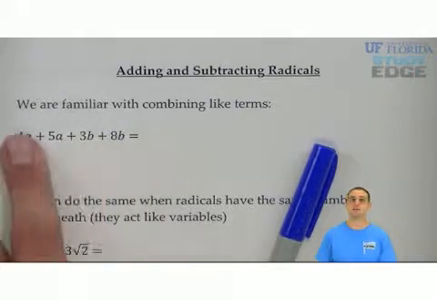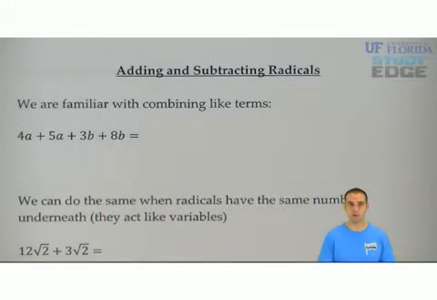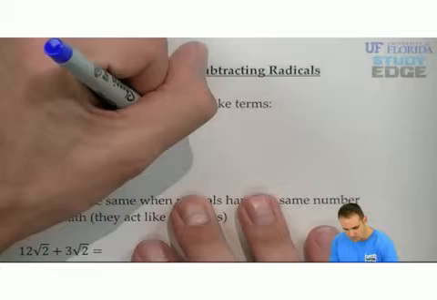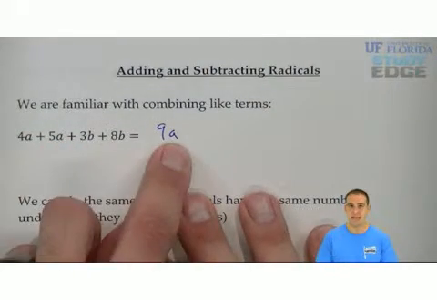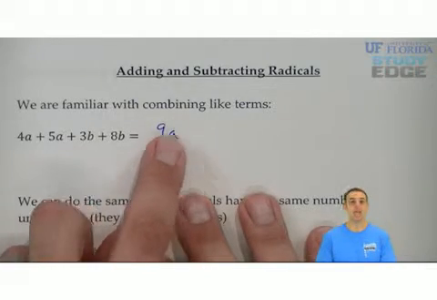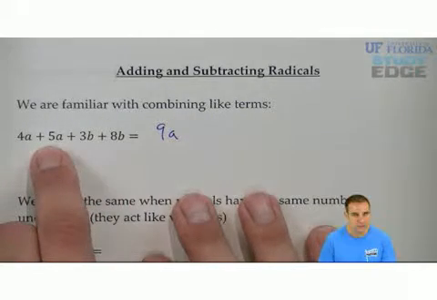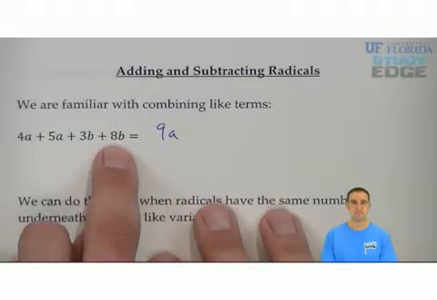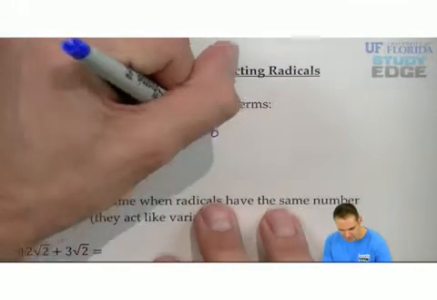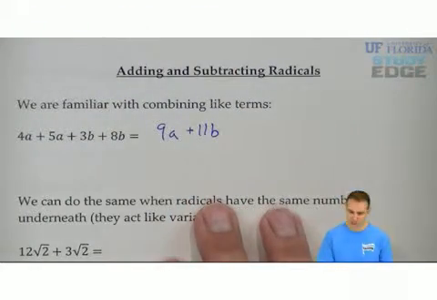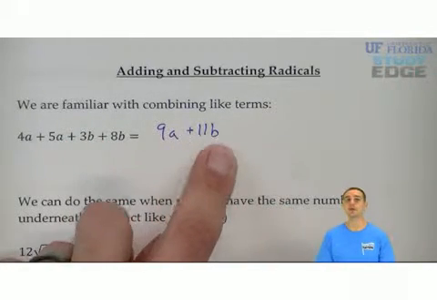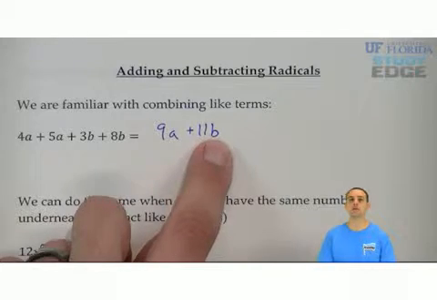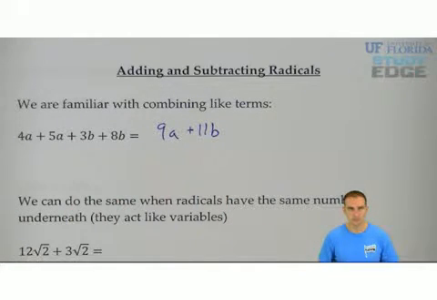Let's combine. 4a plus 5a you can combine because they both have a, and that would give you 9a. Again, 4 apples plus 5 apples would give you 9 apples. You don't change a, you change the numbers, the coefficients in front. 3b plus 8b will give you 11b. Again, you're adding the coefficients. 3 bananas plus 8 bananas is 11 bananas. You don't change the variable b, you leave it because you're combining like terms.